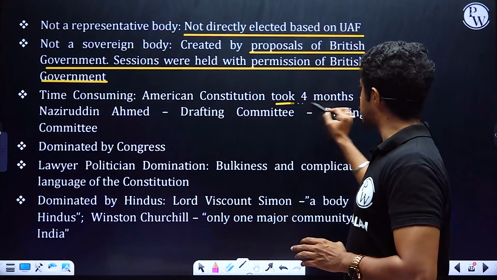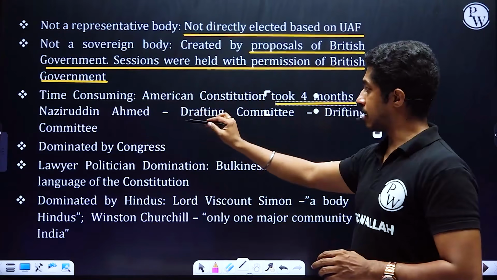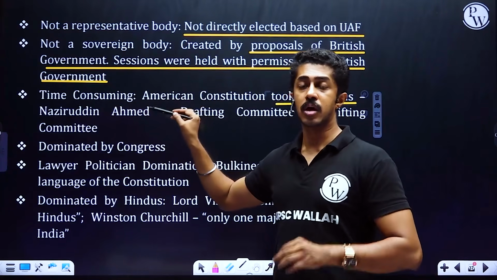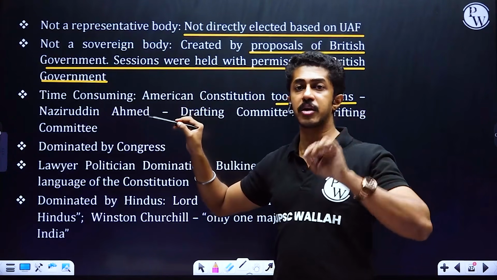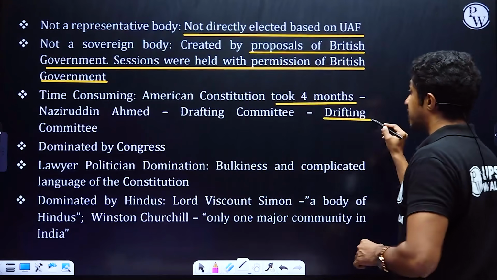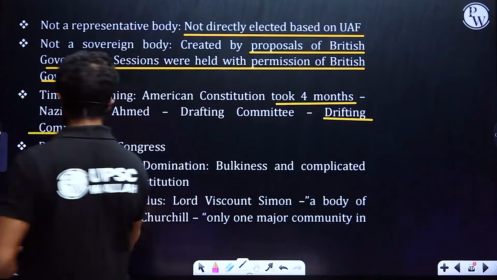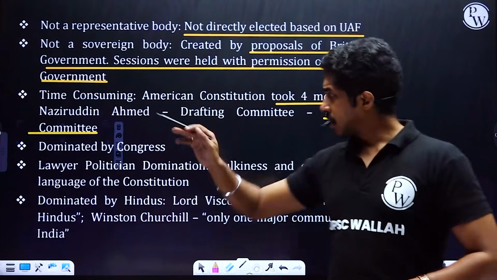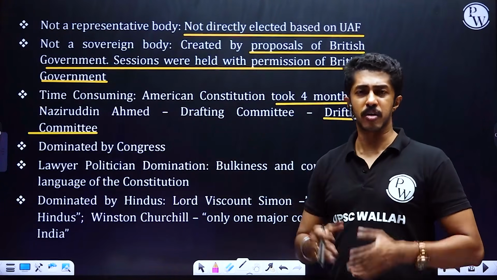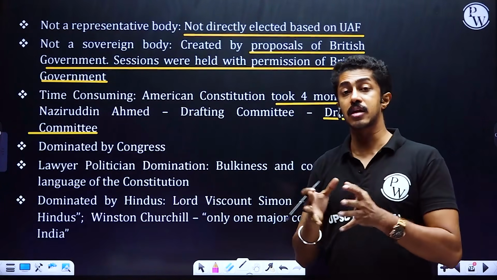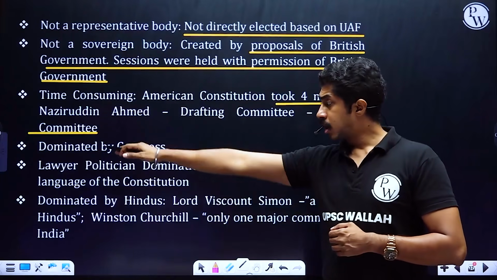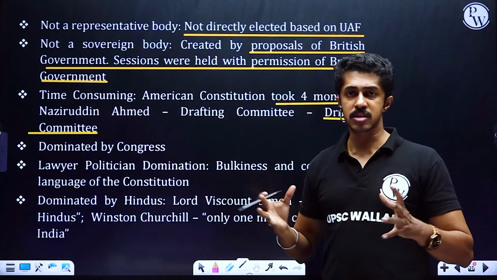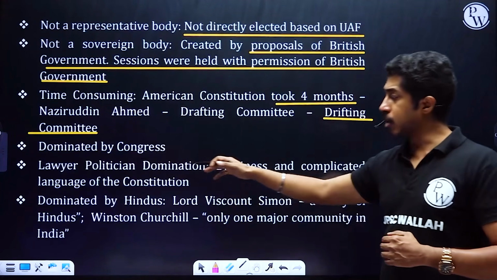Third, it was considered very time consuming. The American Constitution took 4 months. Naseeruddin Ahmed pointed it out and called the drafting committee of the Constitution the drifting committee. The drafting committee's chairman was Dr. B.R. Ambedkar. Naseeruddin Ahmed made the statement because he was frustrated that it was taking too much time. It was also dominated only by Congress, lawyers and politicians.